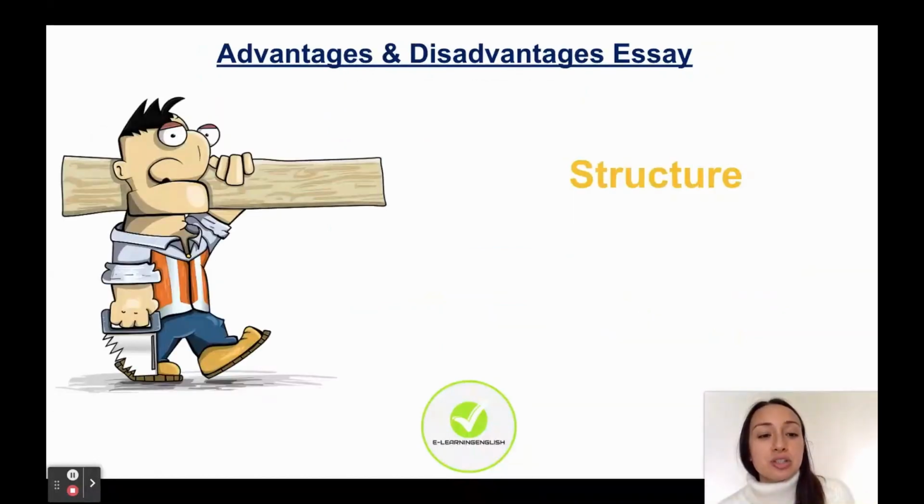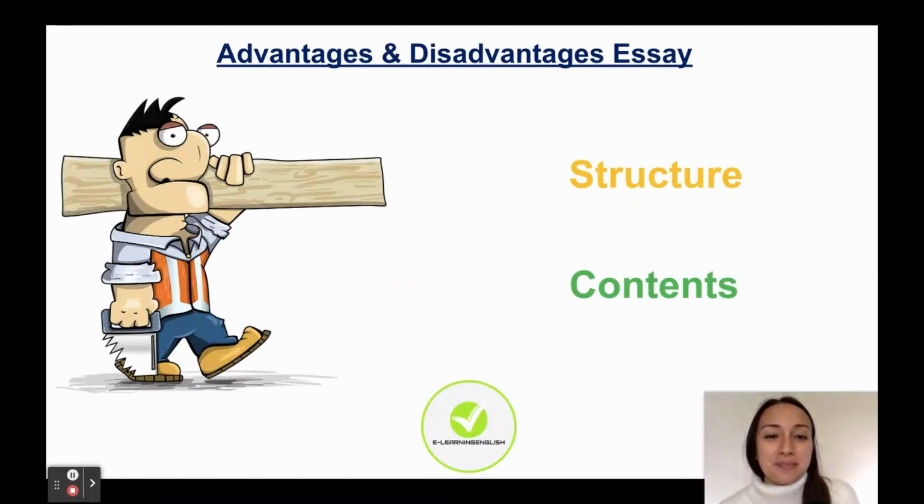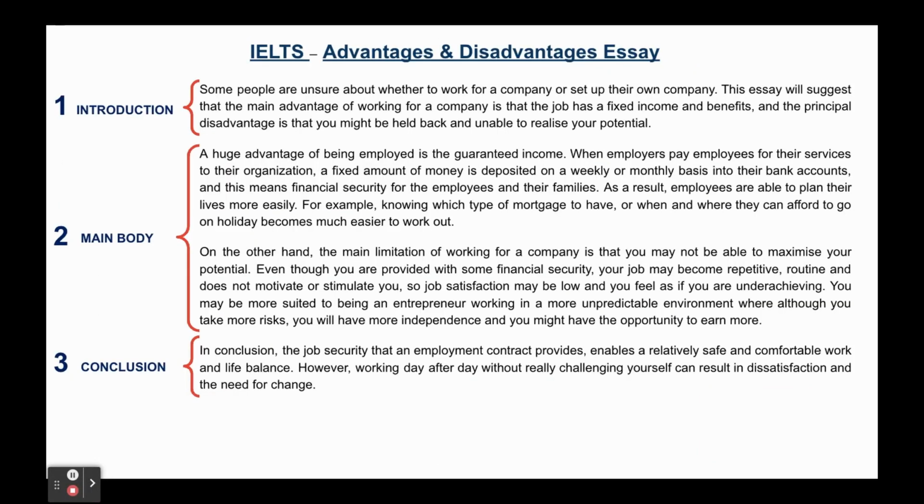So we're going to look at the structure and the contents that you will need to write a successful essay. So let's begin. So there are three main parts in the essay. There is the introduction, the main body, and finally the conclusion. And let's look at the introduction.